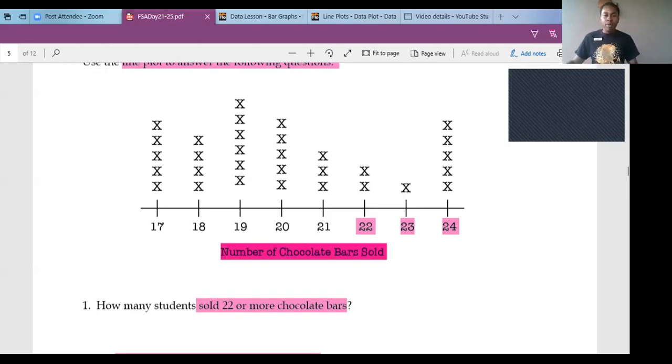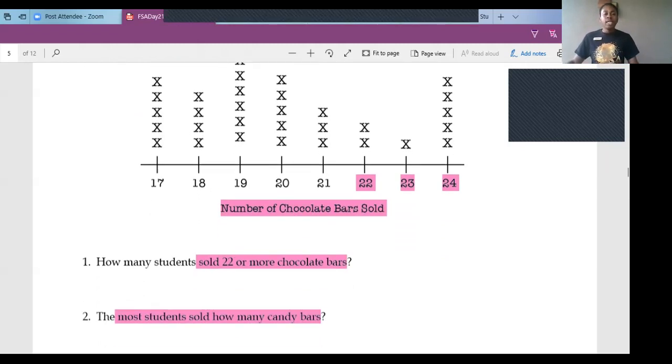Now, here we're working with number of chocolate bars sold. Number one says, how many students sold 22 or more chocolate bars? Now, when we think about 22 or more chocolate bars, remember the bottom says number of chocolate bars sold. So it says sold 22 or more. So we're gonna count how many are in 22, 23, and 24. 22 had 2, 23 had 1, and then we're gonna count 24.